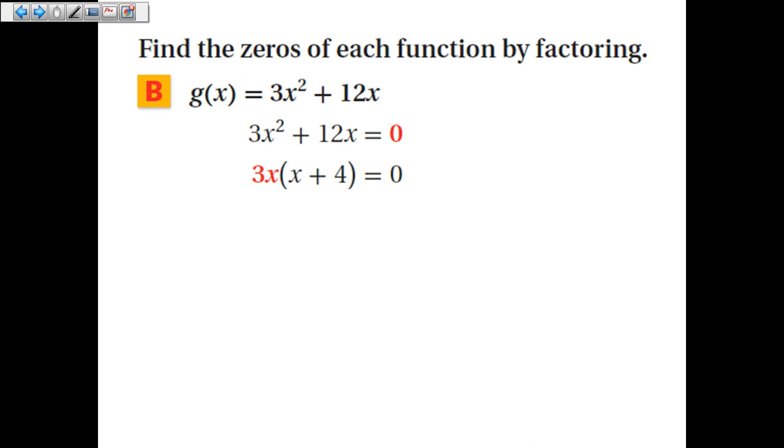This is a division process. I could multiply that 3x back in and get my original quadratic. But if we take it factored out like this and set each factor equal to 0 again, so 3x equals 0 or x plus 4 equals 0, I get my two solutions, x equals 0 or x equals negative 4.